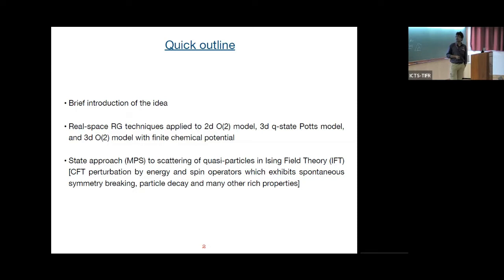So for example, we want to study tensors. One of the advantages of using tensors is that you can study systems which have a sign problem, for example, with a topological theta term or finite chemical potential. So I'll talk about some of that.